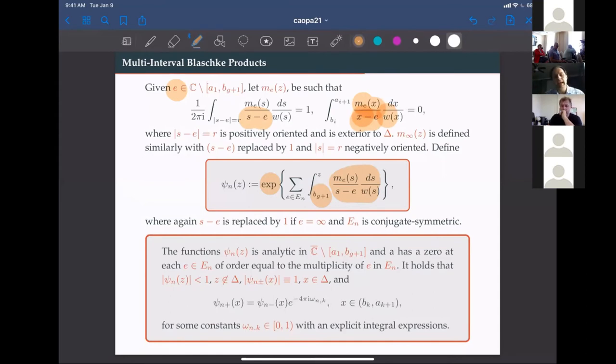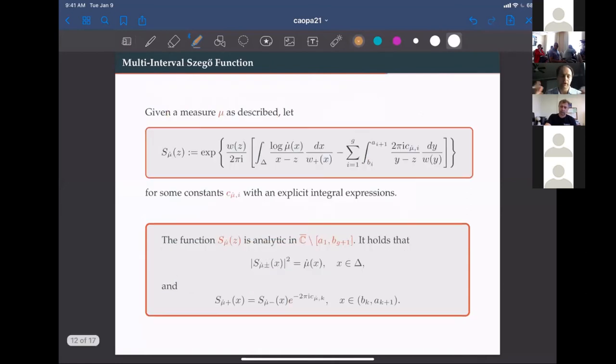My function psi n is going to be analytic outside of the convex hull of delta, my collection of intervals. There, its absolute value is going to be less than one. It's going to vanish at each interpolation point with order equal to the multiplicity of the interpolation point. On delta, it's going to have traces that have absolute value one. And in the gaps, it's going to have a unimodular jump with a constant that I can give you an explicit integral expression for. So it's my generalized Blaschke profile.